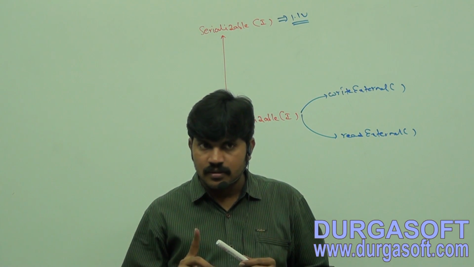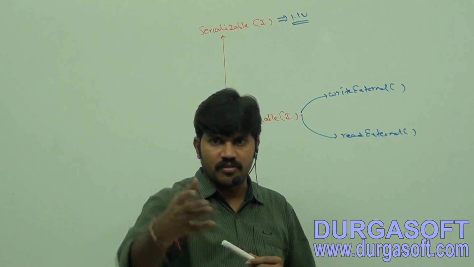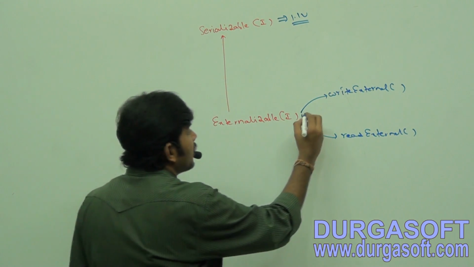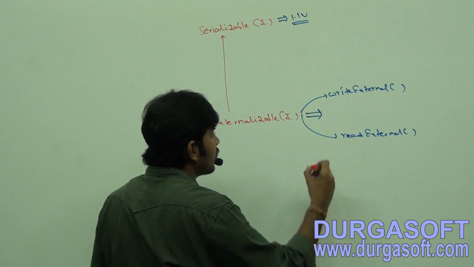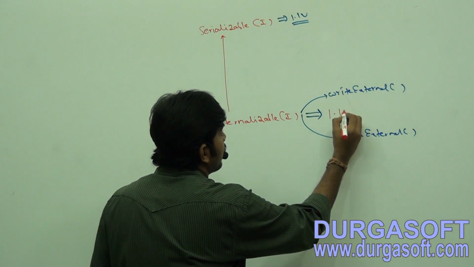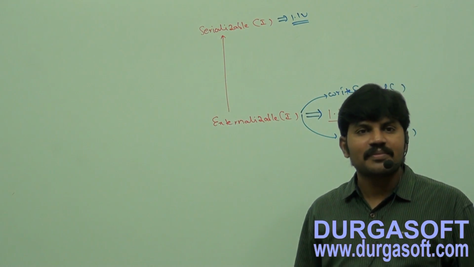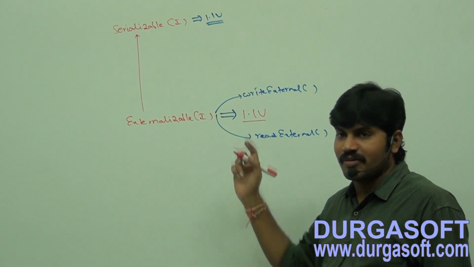1.5 or 1.6? 1.5 only, because 1.6 came recently, right? 1.6, 1.7, 1.8, which came in which version? The Externalizable interface came in the 1.1 version only. Both came in the same version, 1.1 only.